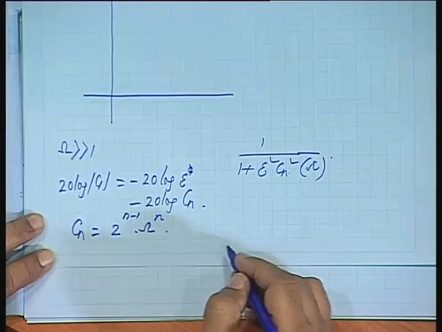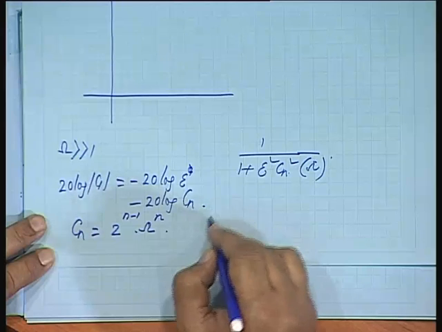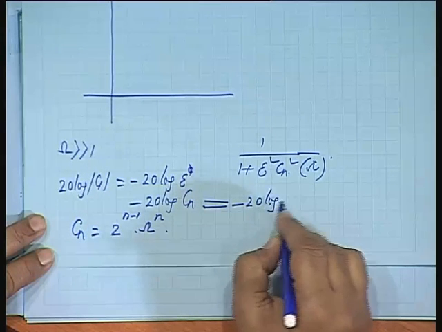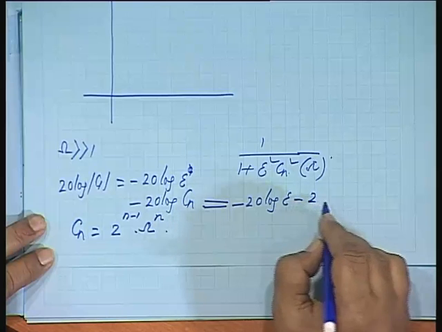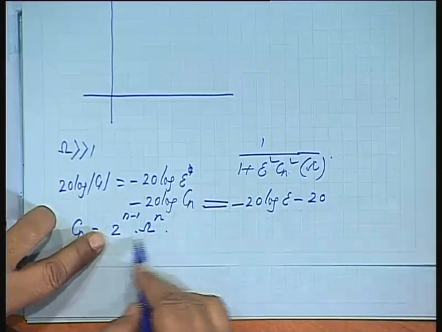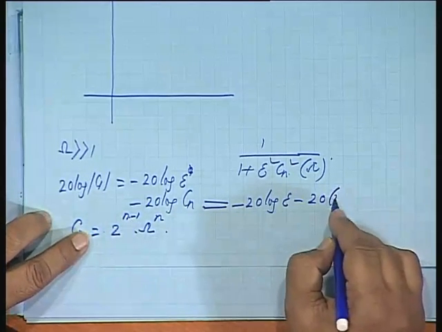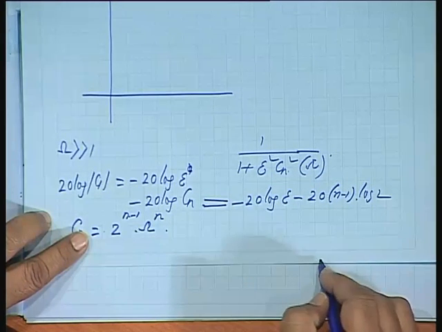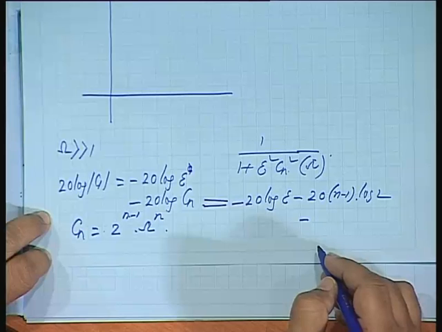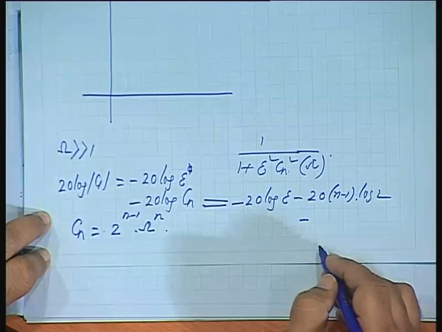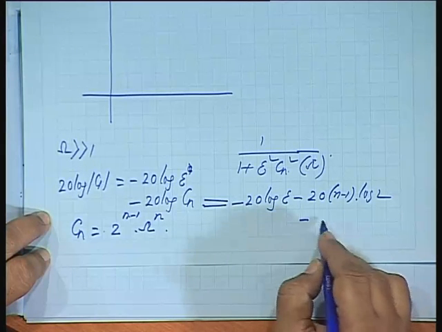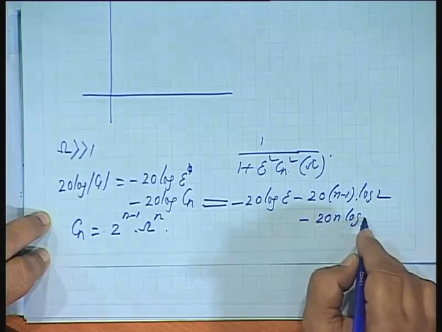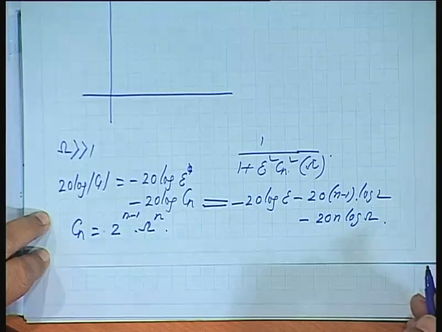So 20 log of g will give me 20 minus 20 log of epsilon minus 20 times n minus 1 times log of 2, minus 20 n log of omega. Is that all right?